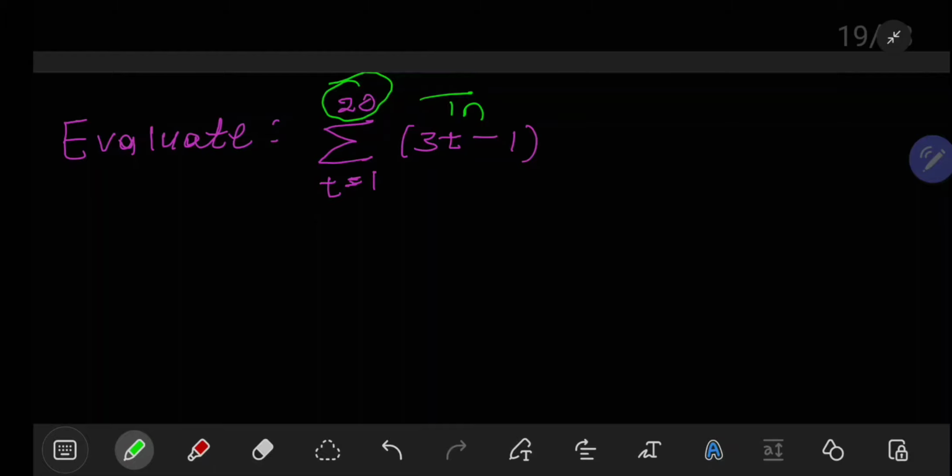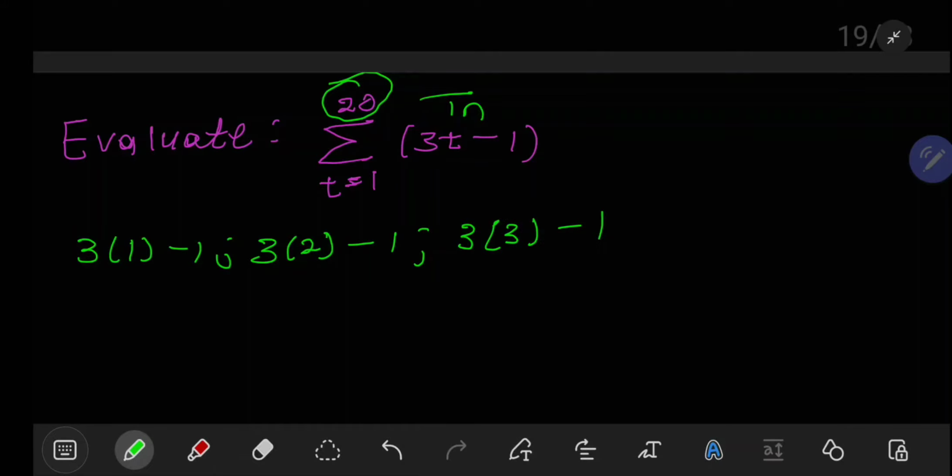When we say you must expand this, or at least find the first three terms, it means you are going to start from 1. Where you see t, you're going to substitute 1 to form a pattern. This is your term number 1, and then here you're going to put 2 for term number 2, and here you're going to put 3 for term number 3.